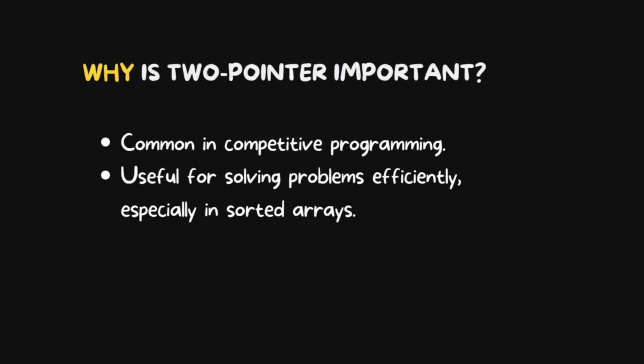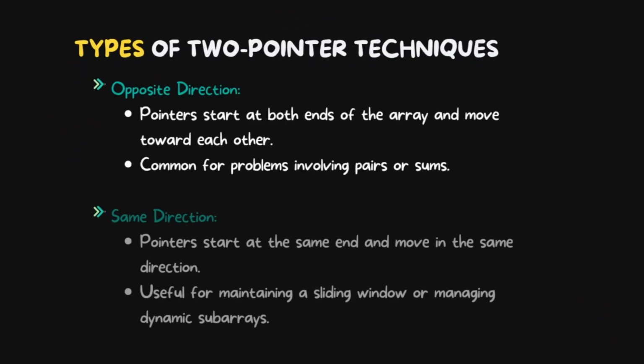But why is this important? By using two pointers, we can often reduce the time complexity of problems that would otherwise take quadratic time. Instead of using nested loops, you can solve these problems in linear time, making it a favorite among programmers. There are two main types of two-pointer techniques, each suited for different types of problems.